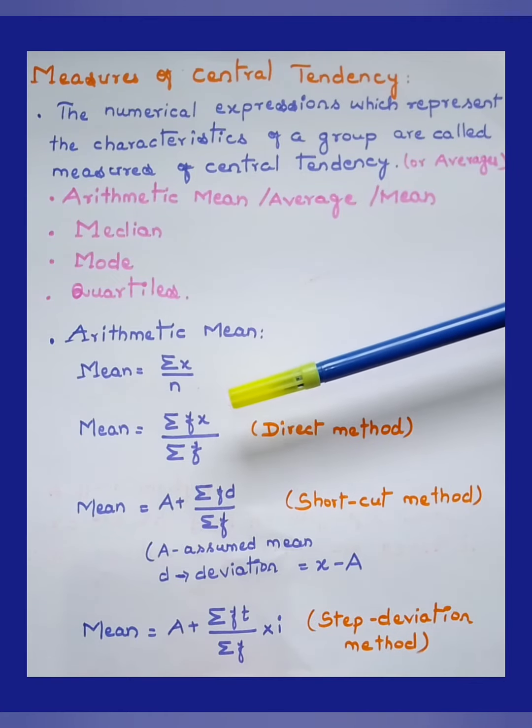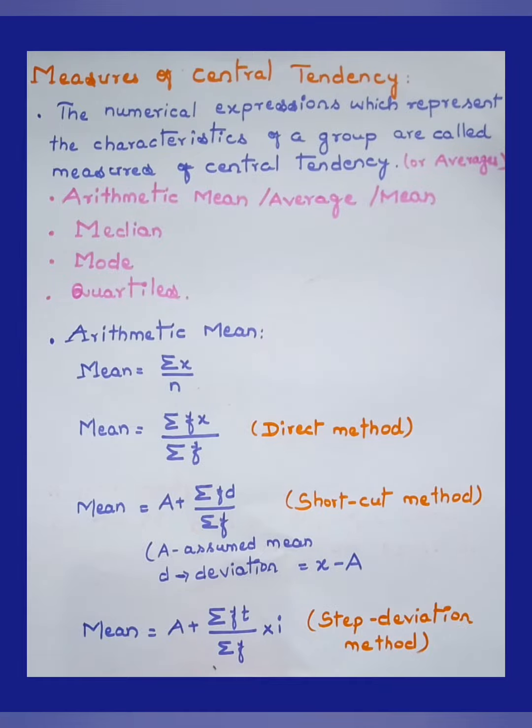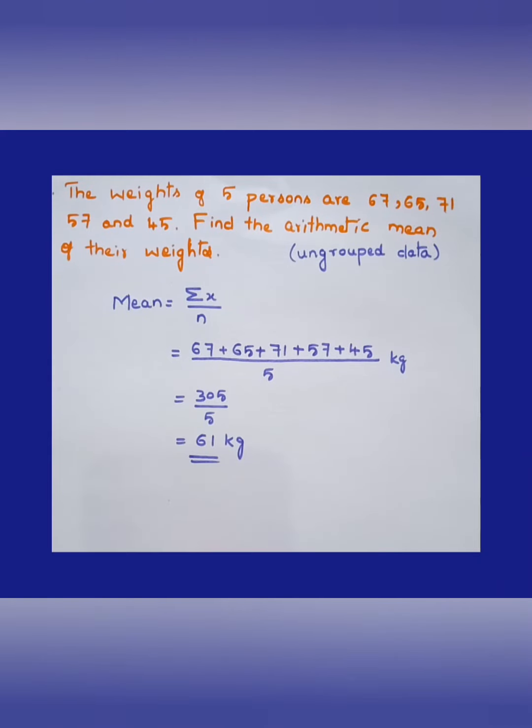Let us focus on the sums now. First sum: the weights of 5 persons are 67, 65, 71, 57 and 45. Find the arithmetic mean of their weights. Okay, we see a group of numbers given here, and this group of numbers we call ungrouped data. This is not grouped under categories like 0 to 1 or 0 to 5 or 5 to 10. It is not grouped. So this is ungrouped data, remember that.